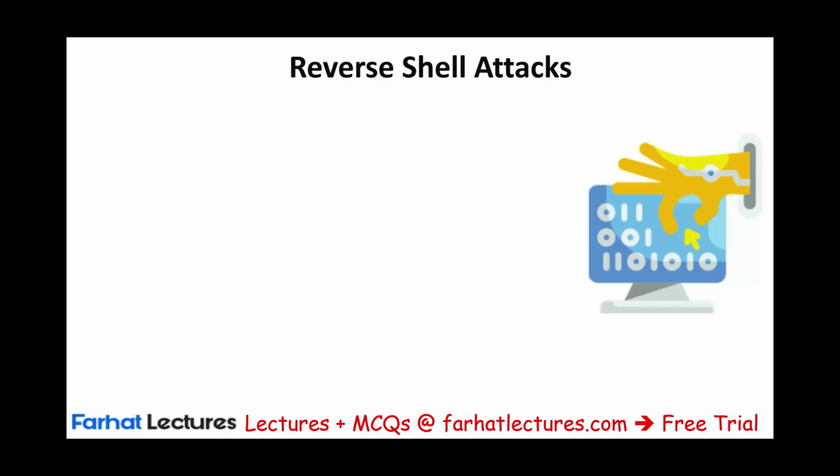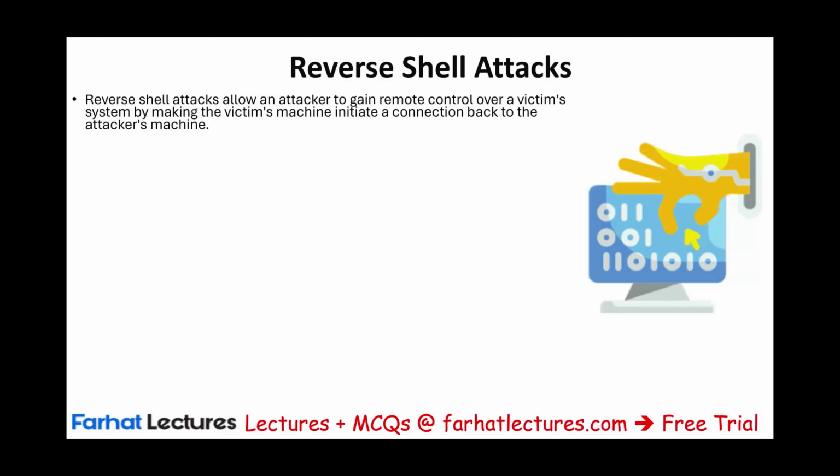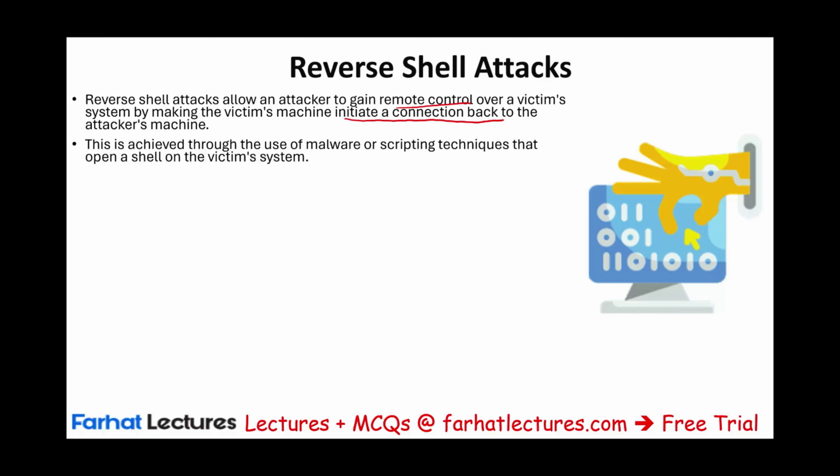Reverse shell attacks. Reverse shell attacks allow an attacker to gain remote control over a victim's system by making the victim machine initiate a communication back to the attacker's machine. Simply put, you are giving them access. And this happens. Sometimes you call IT, they say, okay, I'm going to send you this link, you click on it, and you're going to give me access to your system. That's fine. How about if someone tricked you and you gave them access? This is what reverse shell attacks are.